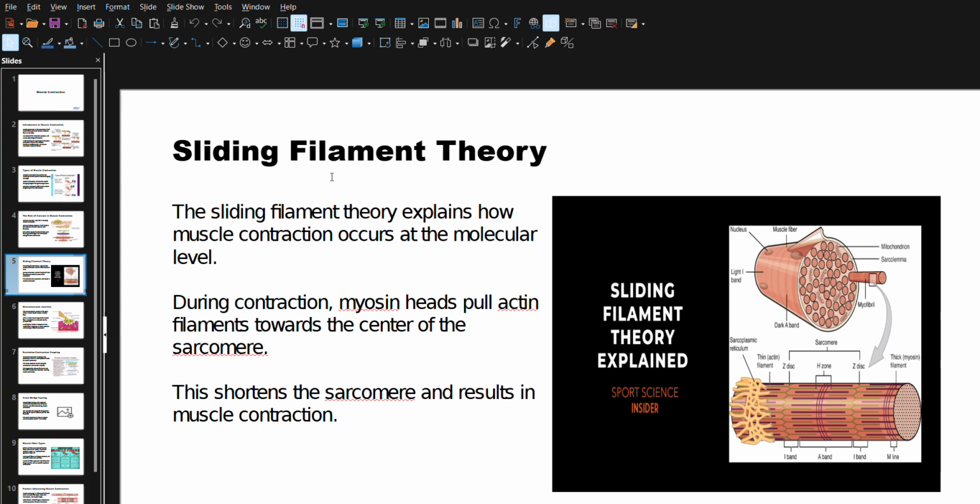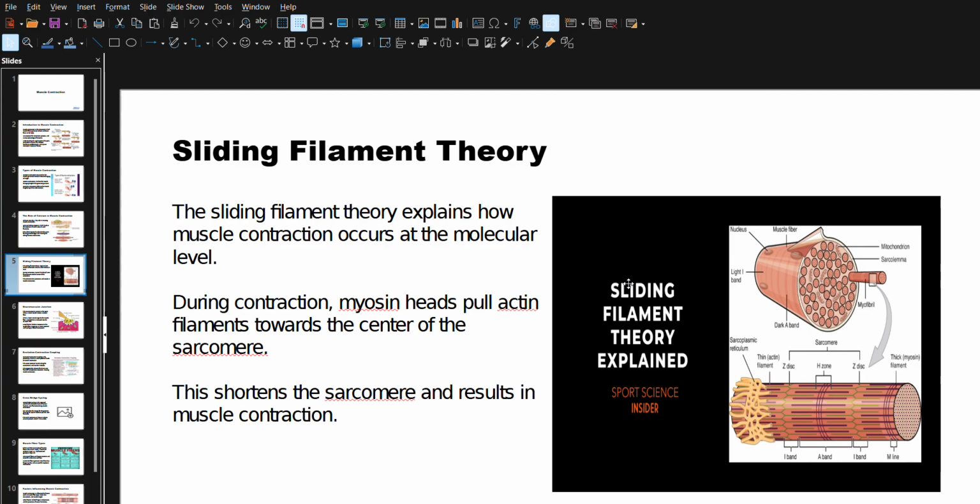So there are theories. One of the different theories which explain muscle contraction is the sliding filament theory. What is this sliding filament theory? This sliding filament theory explains how muscle contraction occurs at the molecular level. Here you can see in the diagram. So during contraction, myosin heads pull actin filaments towards the center of the sarcomere. This shortens the sarcomere and results in muscle contraction.